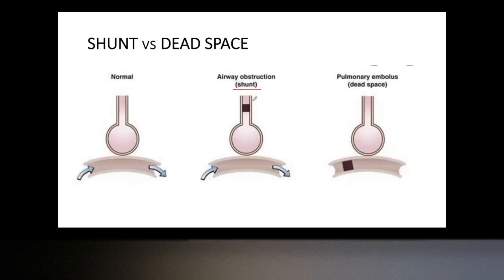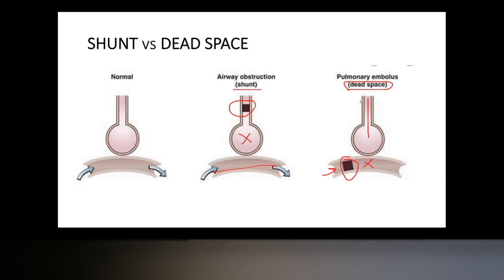The shunt is when you have absence of air. So for example, there is a block here, so here there is no air. This will be called a shunt. And the dead space is where air is coming in, but there is blockage of the blood, so there is no blood coming in. Dead space is basically there is air, but there is no blood. And shunt, there is blood coming in, but there is no air.